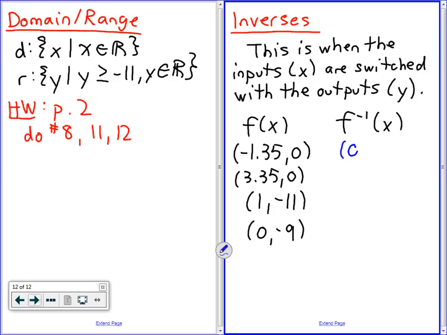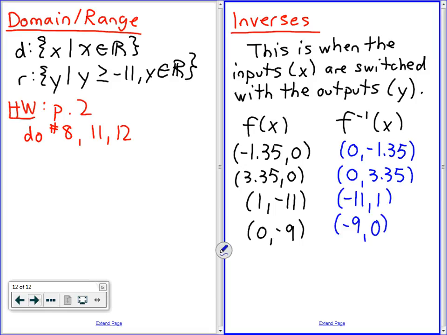Very good. Keep going. 0 and 3.35. Yeah. And negative 11 and 1. And negative 9, 0. Right, and that's all there is to inverses. We're going to make an equation with it in a second here, okay? But that's all there is to inverses.